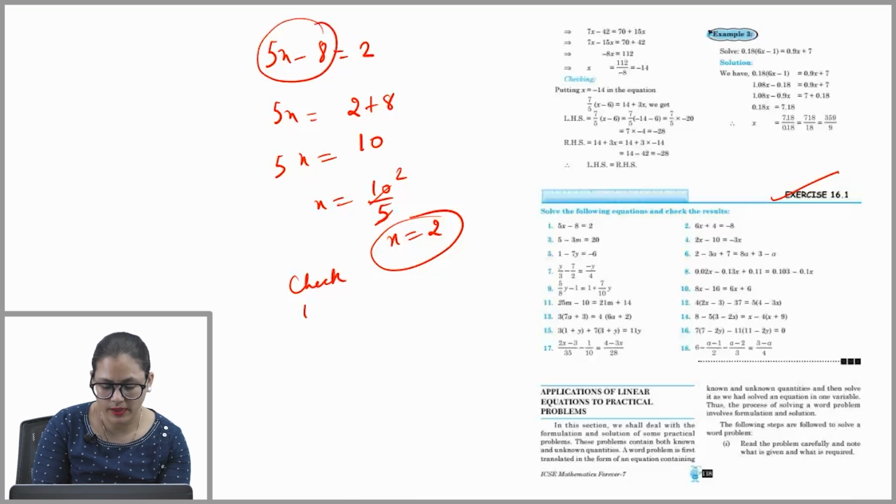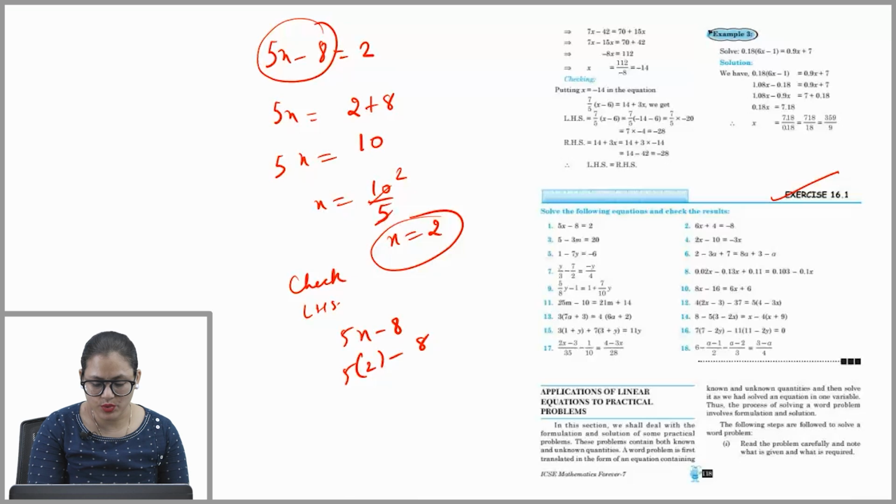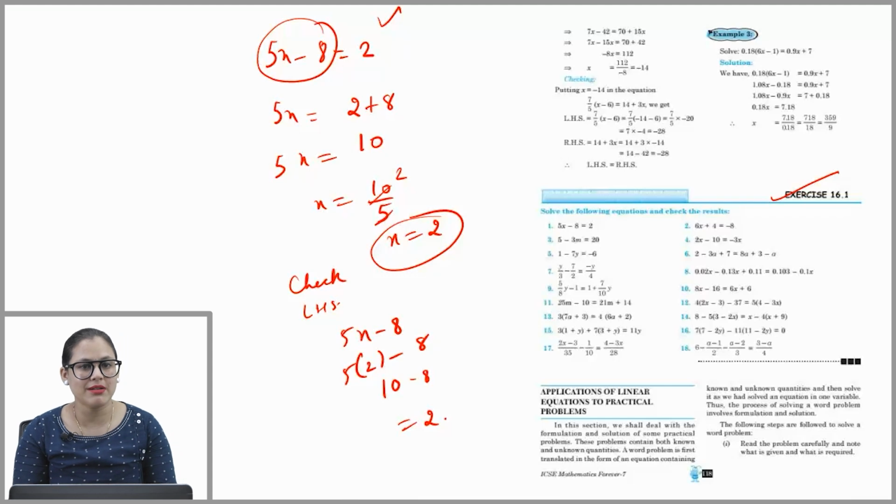LHS is what? 5x minus 8. Substitute the value of x, that is 2. 5 into 2 minus 8. 5 into 2 is 10, minus 8 is 2, which is equal to RHS. Okay, that means your answer is correct, right?